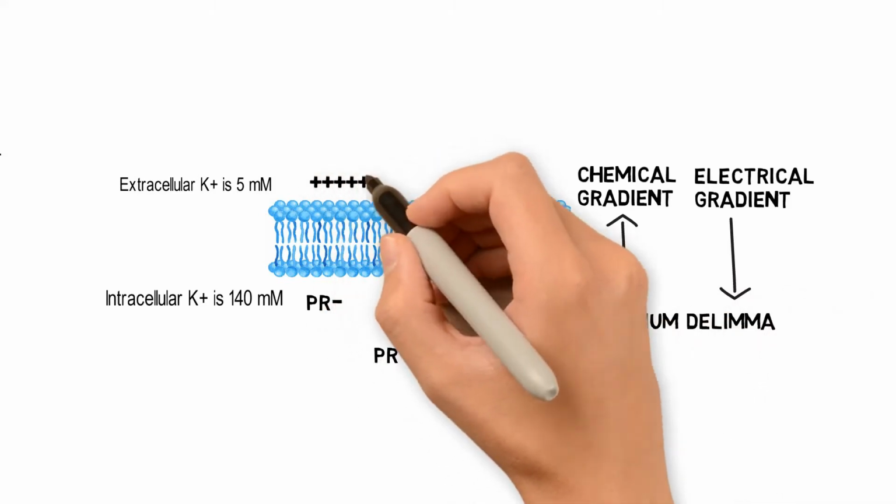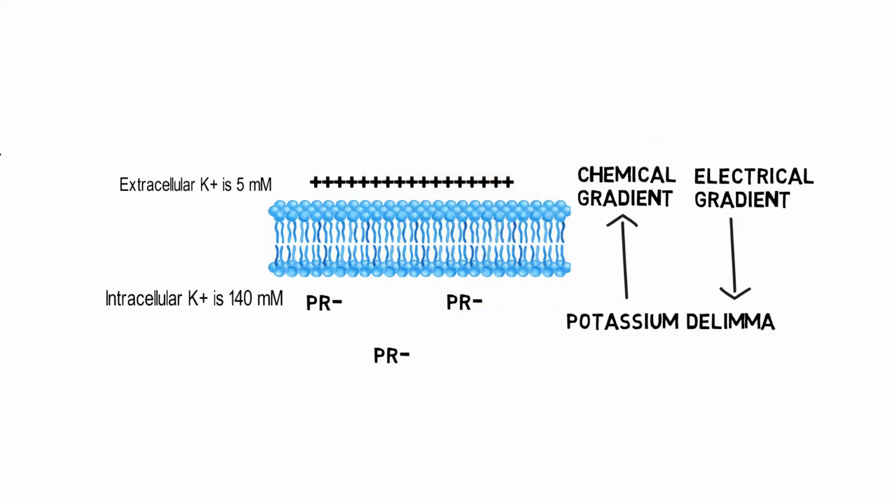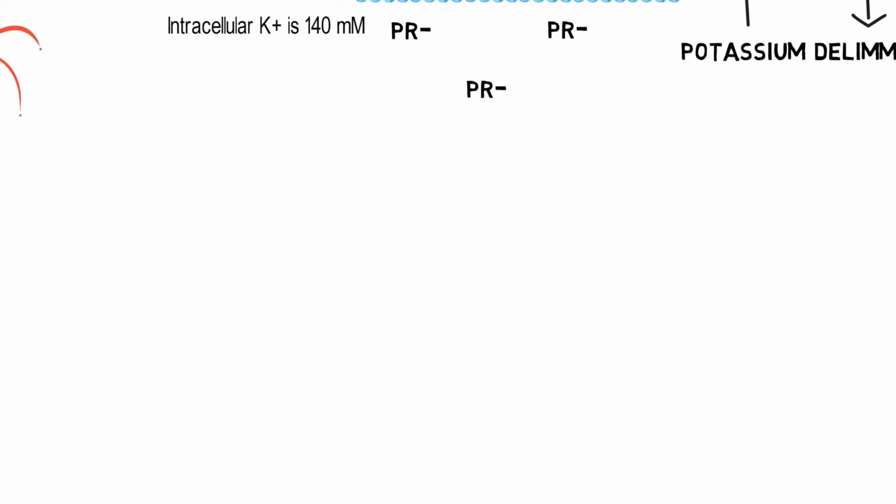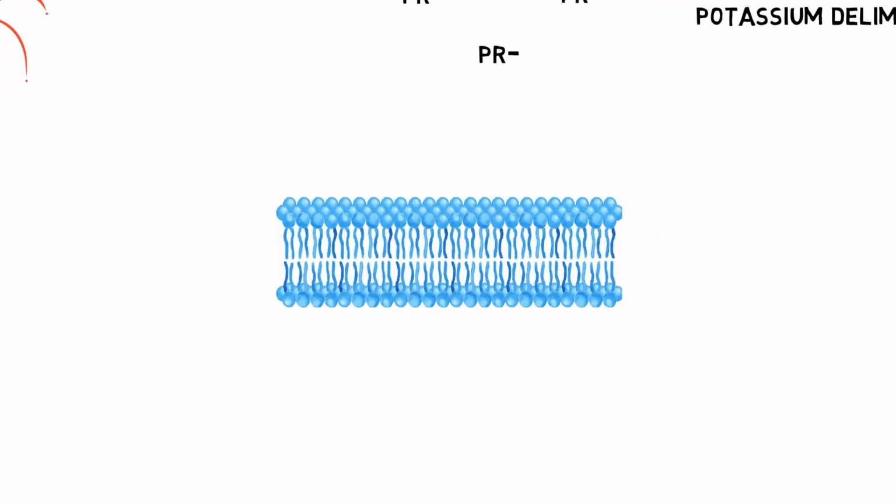Potassium does move out of the cell, but it doesn't go far, sitting just outside the membrane, returning the membrane to its resting potential. The last two ions of importance are chloride and calcium.